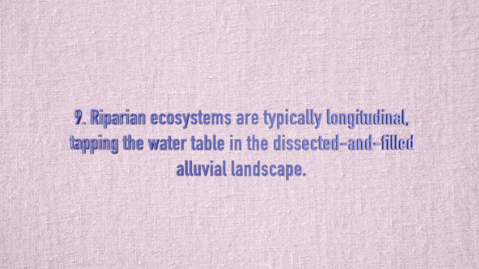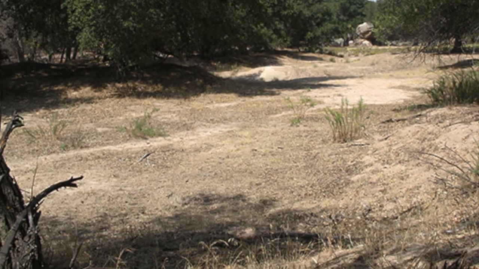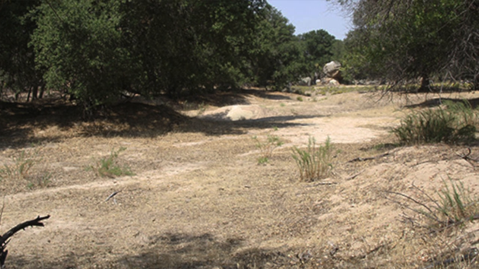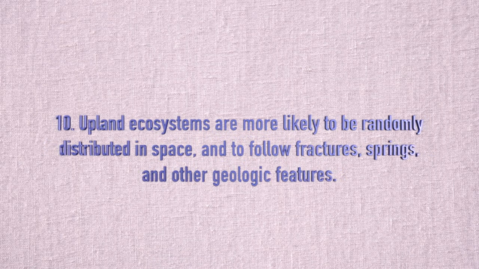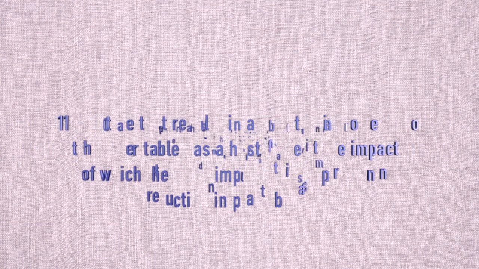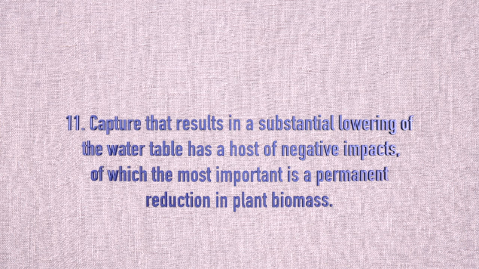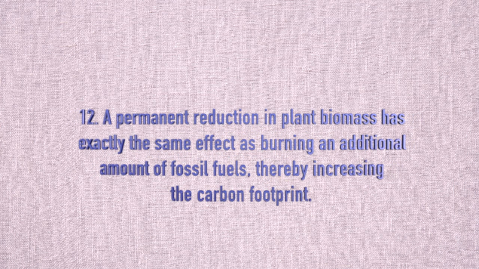Riparian ecosystems are typically longitudinal, tapping the water table in the dissected infilled alluvial landscape. Upland ecosystems are more likely to be randomly distributed in space and to follow fractures, springs, and other geologic features. Capture that results in a substantial lowering of the water table has a host of negative impacts, of which the most important is a permanent reduction in plant biomass. A permanent reduction in plant biomass has exactly the same effect as burning an additional amount of fossil fuels, thereby increasing the carbon footprint.